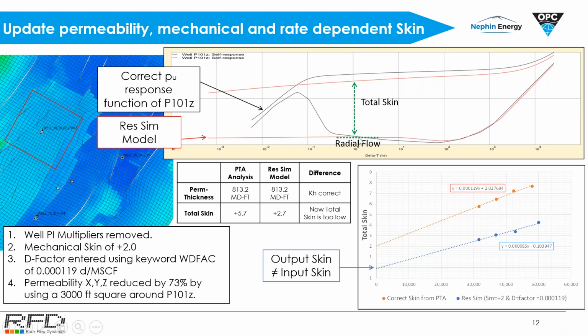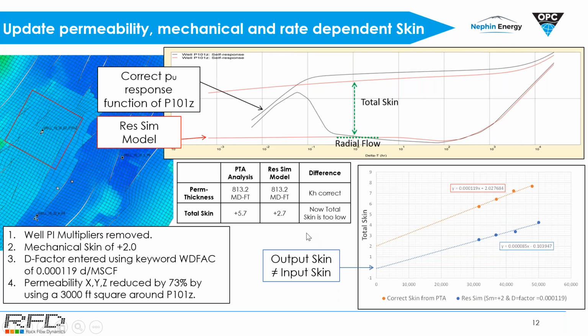And what I found was I managed to shift the mobility up, but the surprising thing is my total skin was wrong. So when I analyzed the skin over time, my output skin didn't match my input skin. So when I ran it on the simulation model, I applied PTA analysis. I found that my mechanical skin was minus 0.1, but I input it as +2. And likewise, the D factor was wrong.